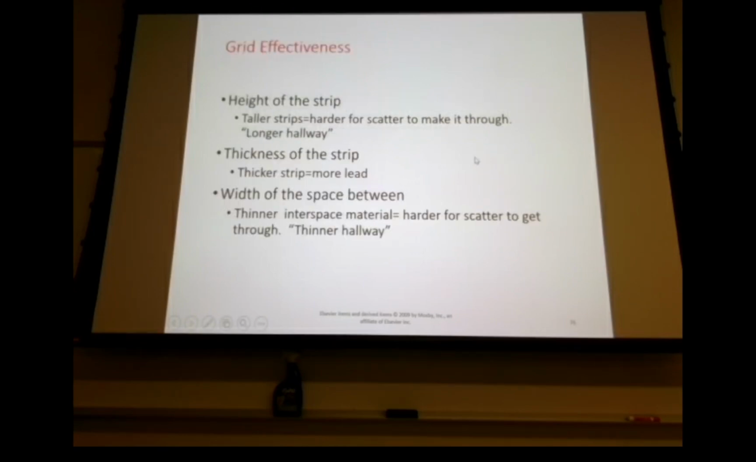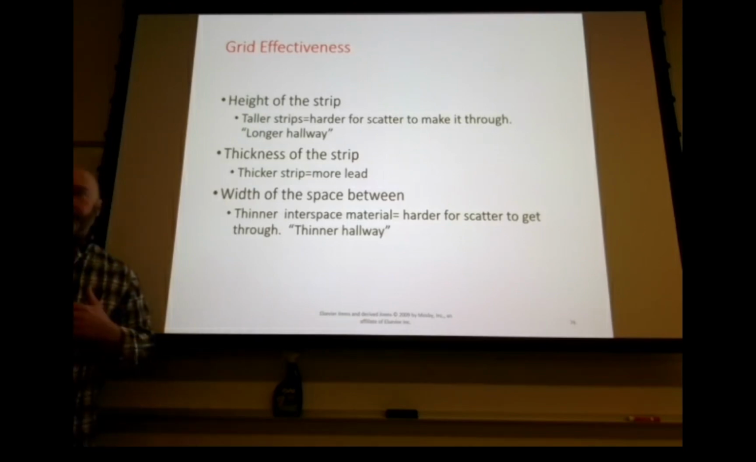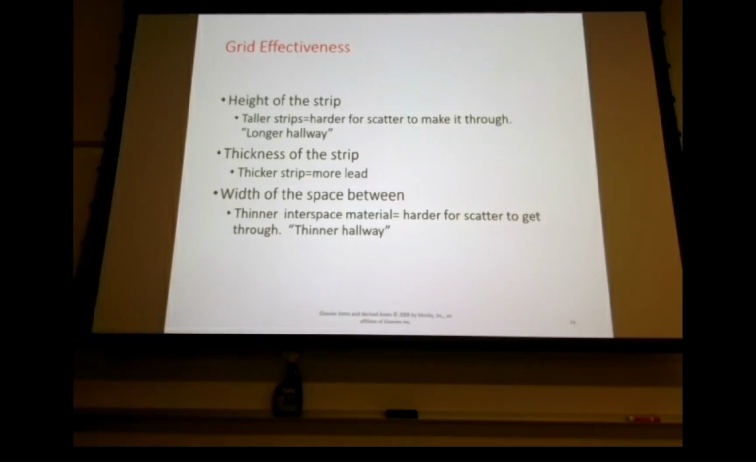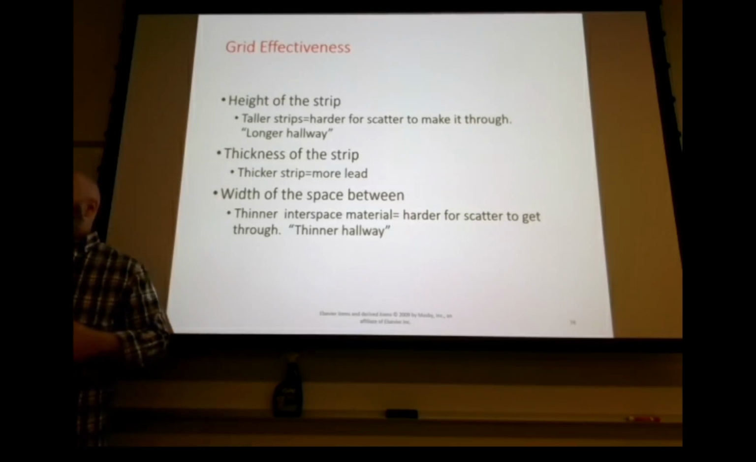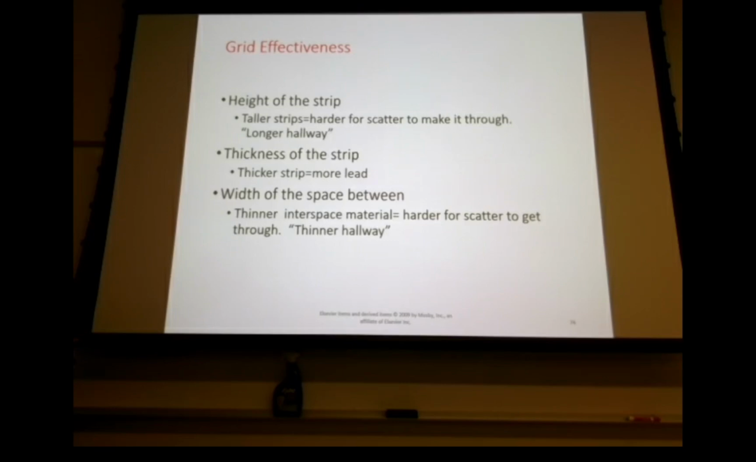Alright, so the things that make a grid effective, there's two different measures of grid effectiveness. One is grid ratio, and that's really your definitive measure of grid effectiveness. And that is defined by the height of the lead strip divided by the distance in between them, okay? So what you're gonna have a tendency to do is confuse the height of the strip divided by the thickness of the strip. It's the thickness of the interspace material, so it's the distance in between the lead strips.